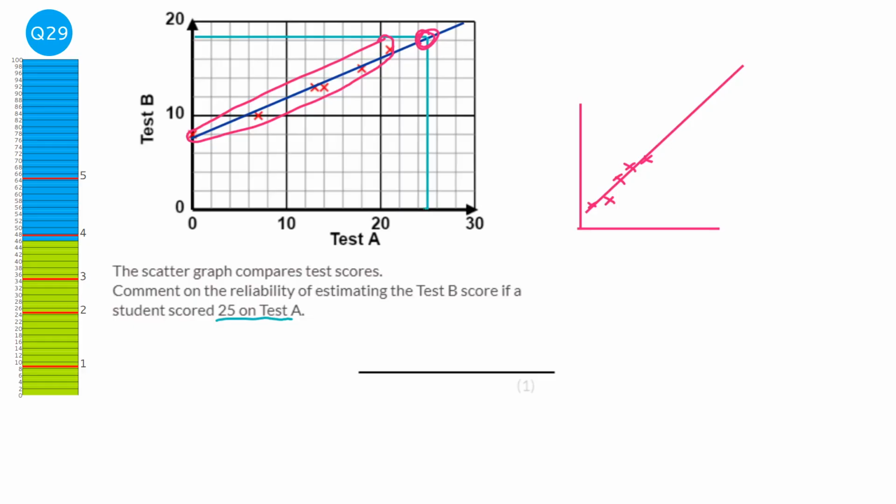So we call this extrapolation. So we say that the data has been extrapolated. And what that means is it is probably not accurate. So when you have a prediction outside the range of the data, we say it's probably not accurate. If it was inside the data, we would say it's interpolated, and that's actually quite accurate.